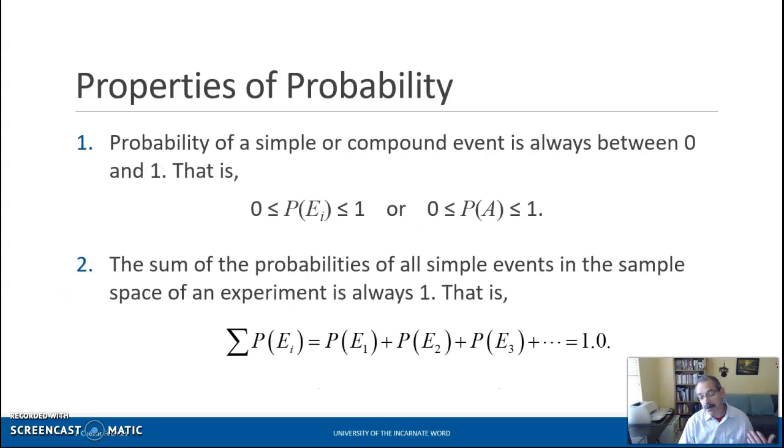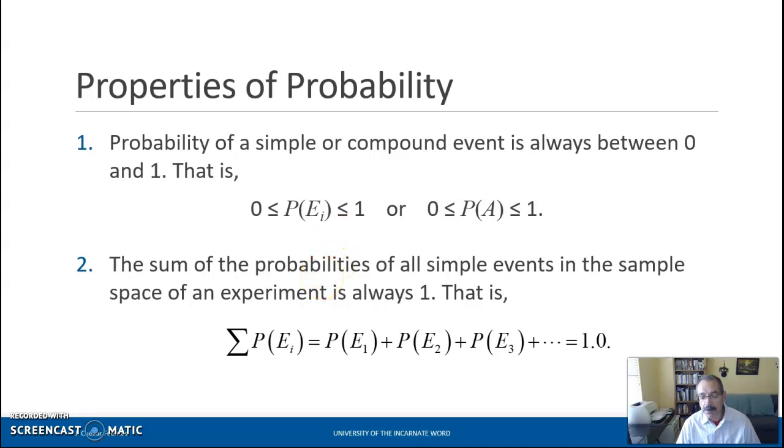So in terms of the properties of probability, I think you are familiar with the first property, which is that the probability of any event, simple or compound, is always between 0 and 1. Always. You cannot have negative probabilities, or probabilities bigger than 1. Such numbers are not measures of probability.